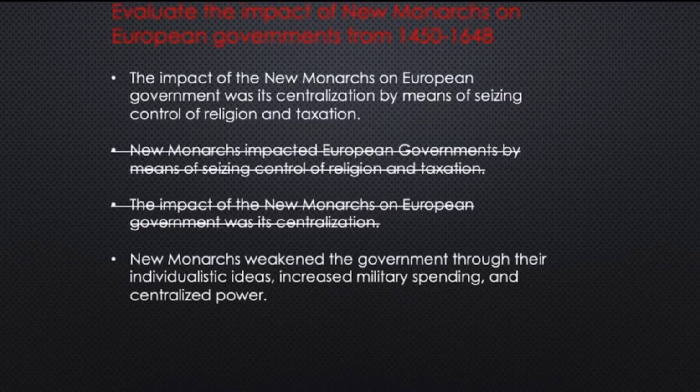So new monarchs impacted European government by means of seizing control of religion and taxation. No argument. There's just two defensive points and you're restating the prompt. That's not going to get you any points. Likewise, the impact of the new monarchs on European government was its centralization. There's an argument, sure, but there's nothing to defend your argument with. So that's not going to get you the point either.